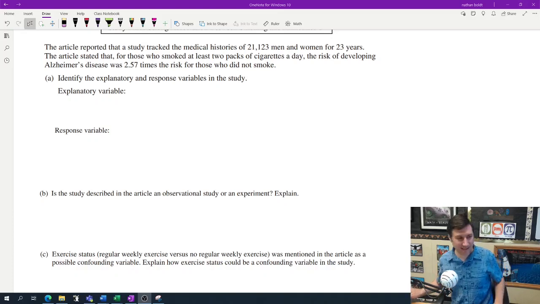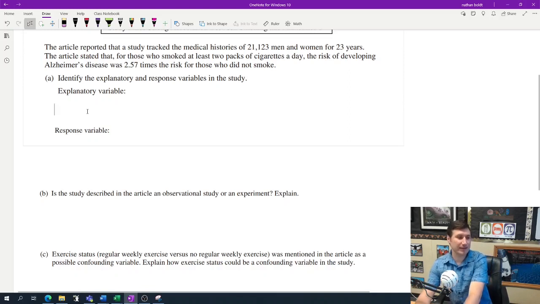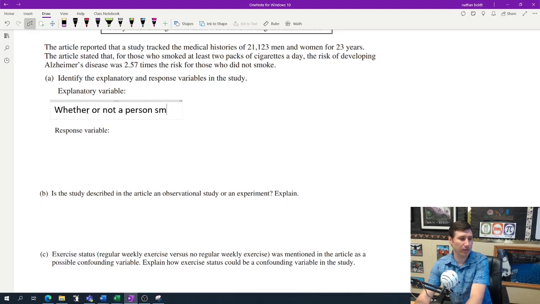So our explanatory variable, that's what we believe explains the thing we're trying to figure out about. What do we think is explaining the Alzheimer's? Smoking. Now, we can't just put smoking. We want to be a bit more specific than that. So we think that it's this level of smoking, whether or not a person smoked at least 2 packs of cigarettes a day.